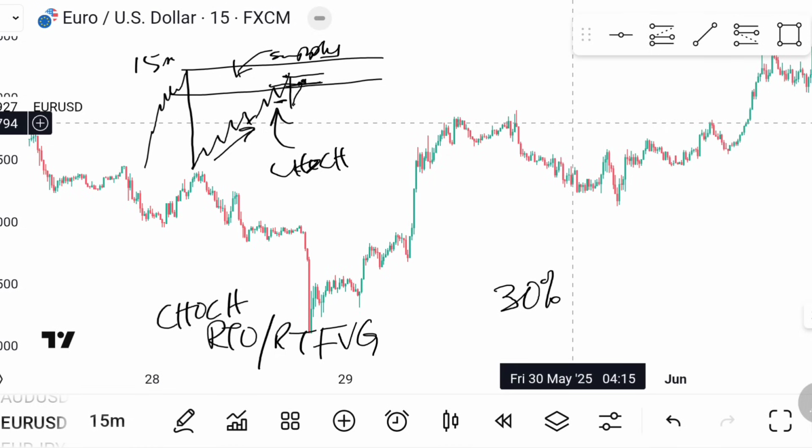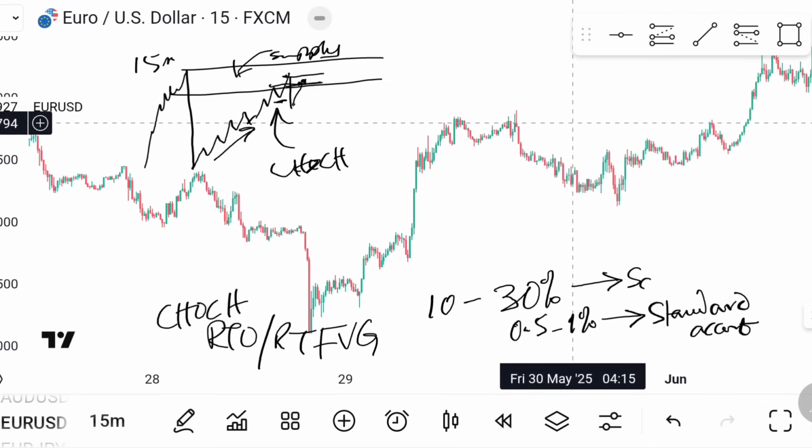Your normal strategy, you risk 0.5 to 1% of your account, maximum 1% of your account. This is your normal standard trading account. Then for this scalping strategy, you could risk 10 to 30% of your account. So this is like your scalping account. Yes, your high risk account. Okay, now, you have different strategies for trading them. So now once price comes to this order block that caused the change of character, you are getting into the trade risking 10 to 30% of your account.